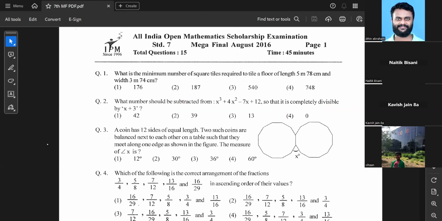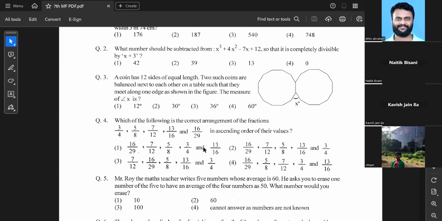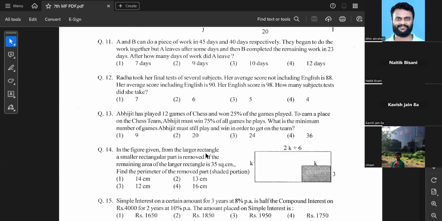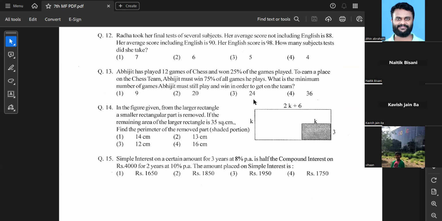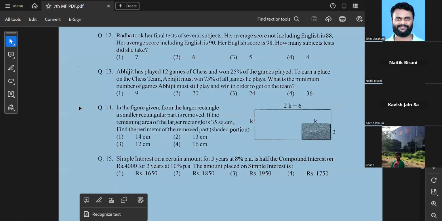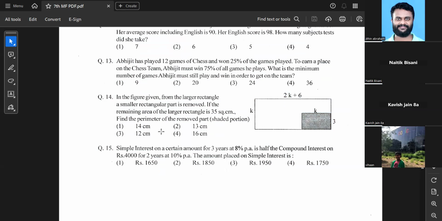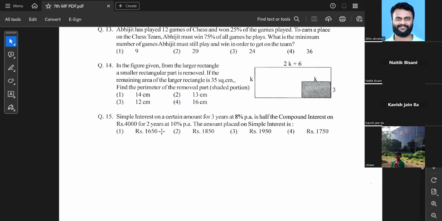Proceeding further. 14. 14 was already solved in the class. I remember. You can just go through the recording. But I've seen the recording, sir. Can you just tell the gist of how to solve it? From a larger rectangle, a smaller rectangle is removed. If the remaining area of the larger rectangle is 35, then what is the perimeter of the removed part?